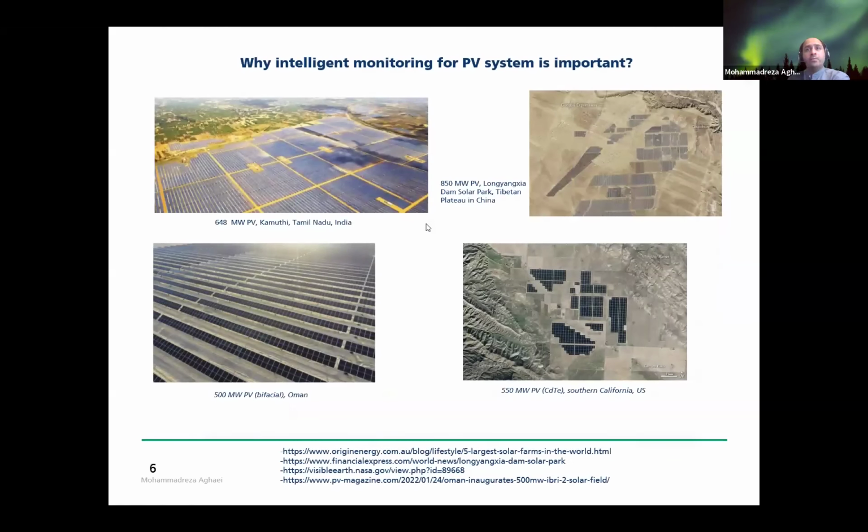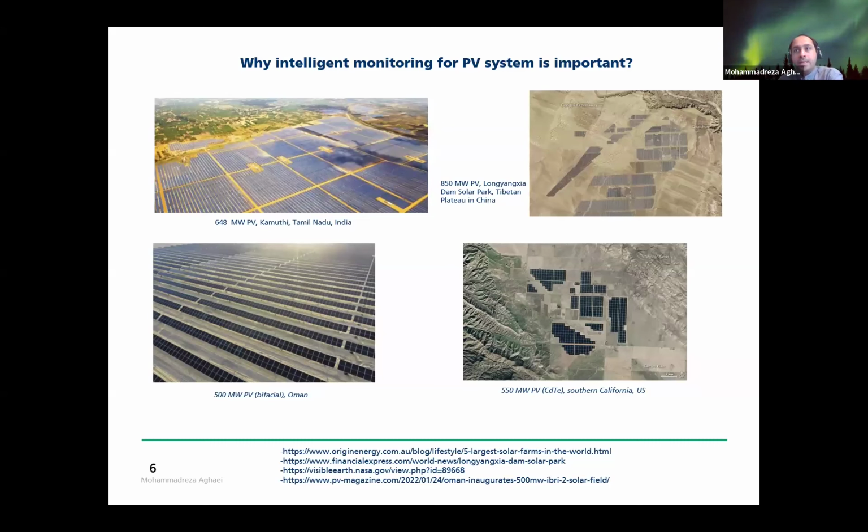But now the question is why we need intelligent monitoring and autonomous monitoring and analysis. This question makes sense now because we are in the terawatt installation era. That's something we really sense. As you can see, these are among the largest plants around the world. Of course, we have recent large-scale plants over 1 gigawatt. If you just have a look at this plant, you see it needs much effort to do the monitoring.